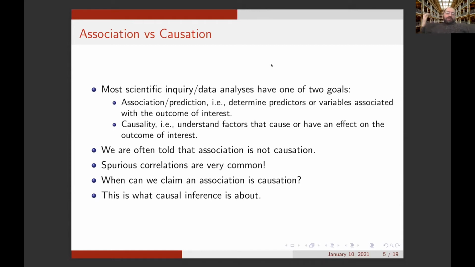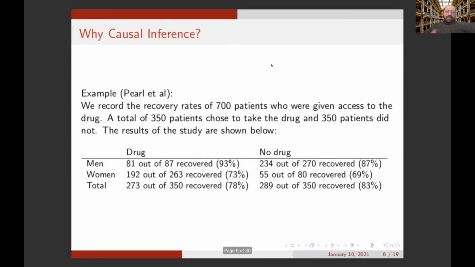And of course, we know, and it's the oldest saying in statistics, that association is not causation. And spurious correlations, of course, are very common in practice. And so with that in mind, when can we claim an association is causation? And this is really what the field of causal inference is about: disentangling these things. To give you a flavor of why this is important, here is a famous example due to my advisor, Judea Pearl. It's a made-up example, but it's here to illustrate a point.